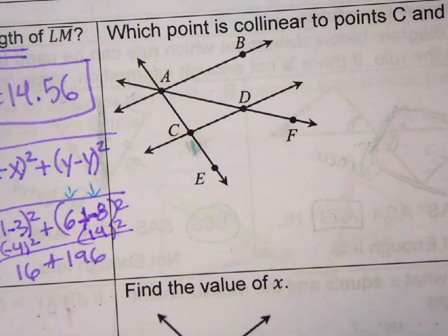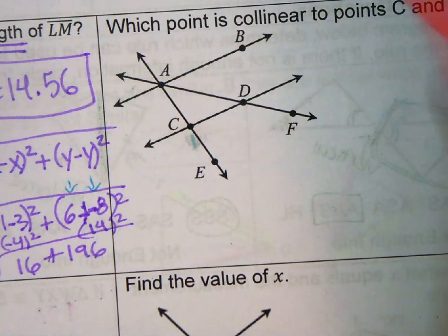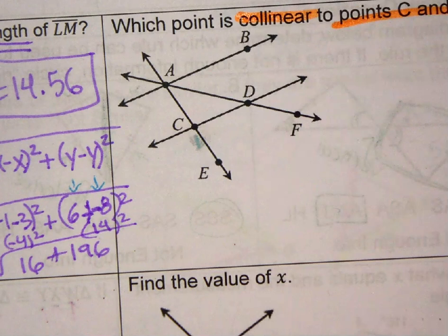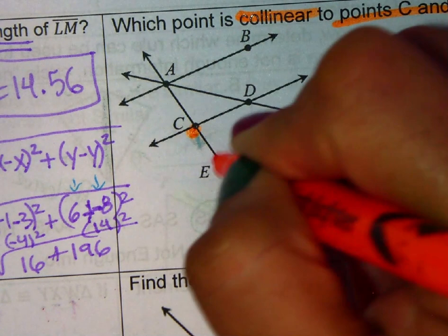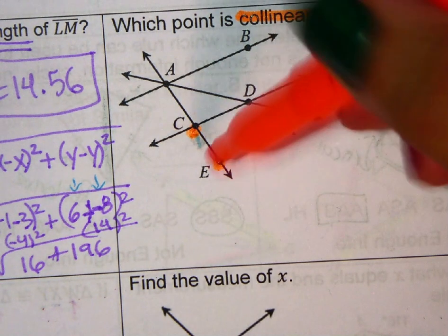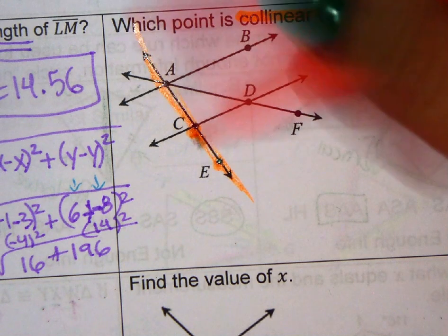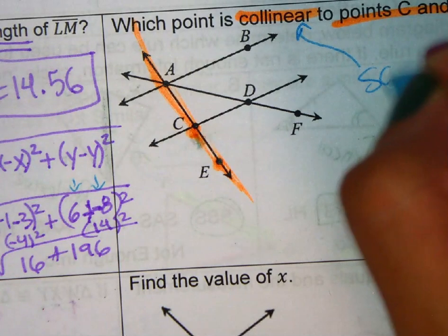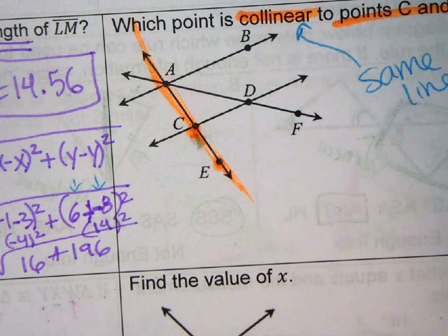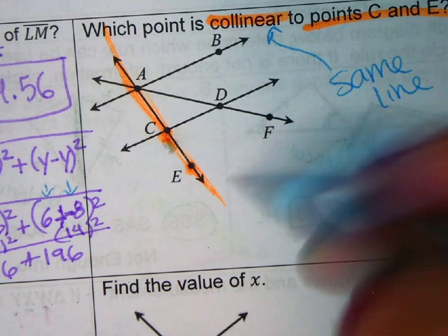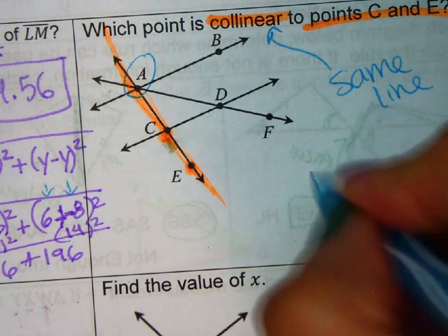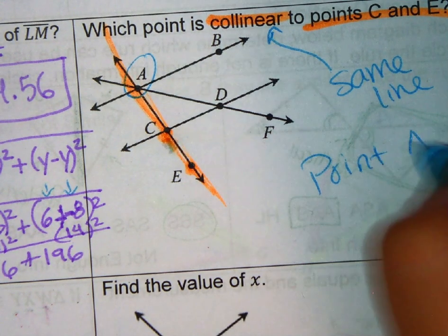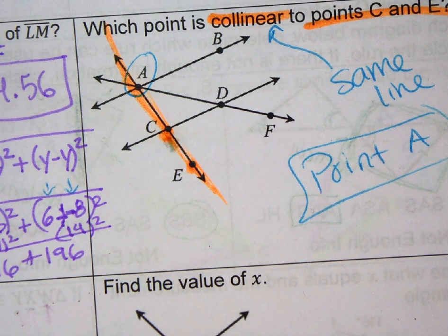Okay, the next question is, which point is collinear to point C and E? So keyword collinear. C and E are right here, so that means they're part of this line right here. And collinear, in case you forgot, is on the same line. So knowing that vocabulary, you can already see that point A is collinear to that line.